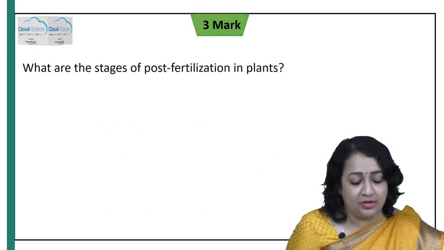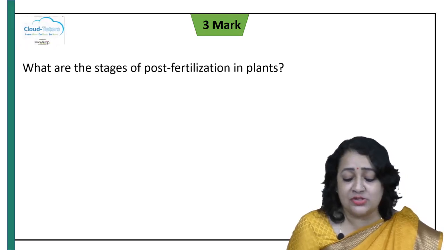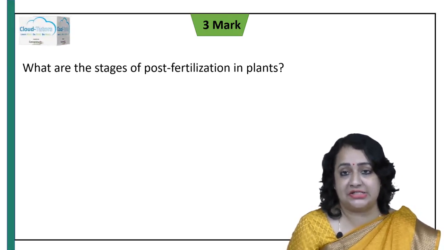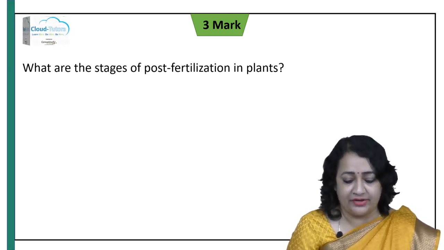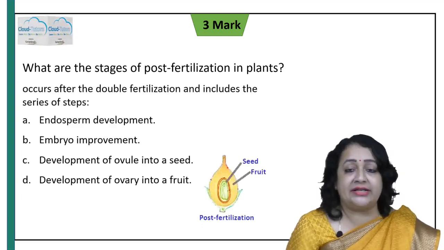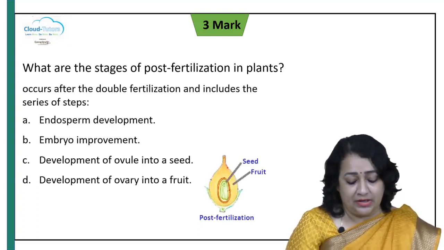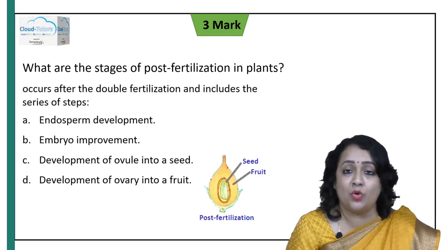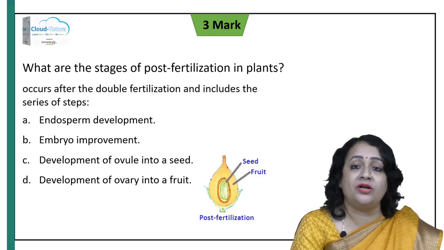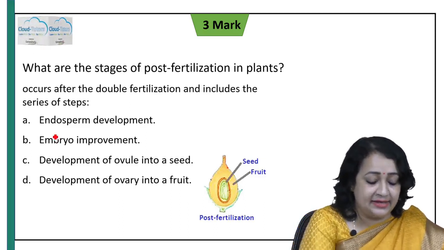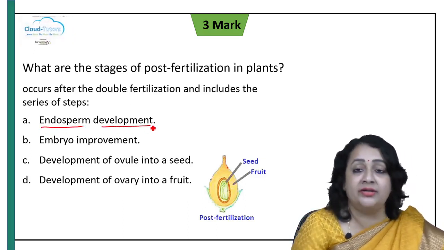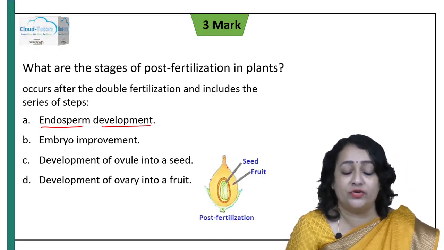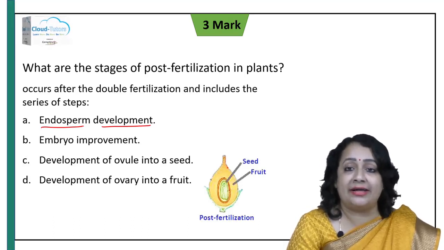3 mark question. What are the stages of post-fertilization in plants? So what happens after fertilization? Post-fertilization is after the double fertilization, and what is involved after that is endosperm development, because during double fertilization a triple tissue, the endosperm, is formed. So that endosperm will develop now.